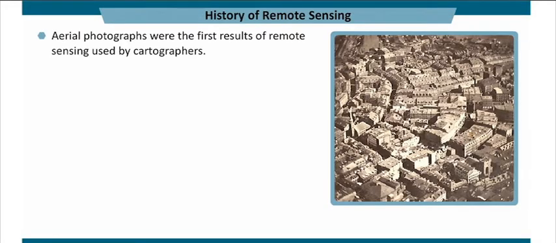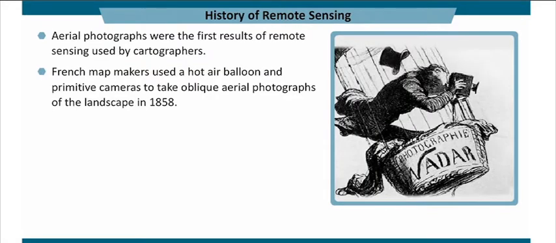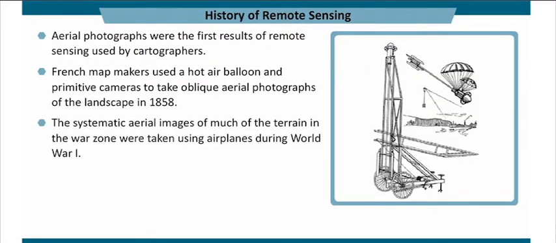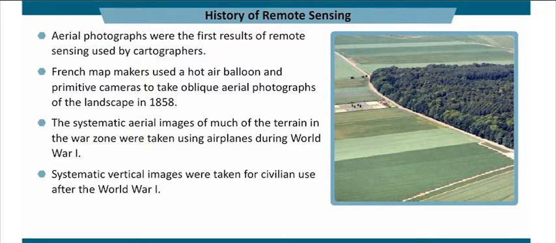Aerial photographs were the first results of remote sensing used by cartographers. French map makers used a hot air balloon and primitive cameras to take oblique aerial photographs of the landscape in 1858. Systematic aerial images of much of the terrain in the war zone were taken using airplanes during World War I. Aerial photographs taken during World War I helped in collecting information about the position and movement of enemy troops. Systematic vertical images were taken for civilian use after World War I.